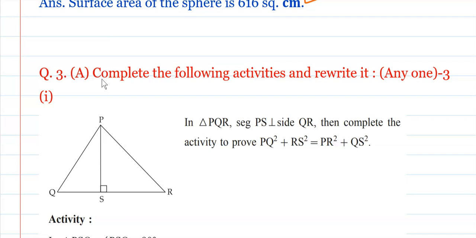Complete the following activities and rewrite it, for any one. 3 मार्क्सला असणार आहे. In triangle PQR, segment PS is perpendicular to QR. Then complete the activity to prove that PQ square plus RS square is equal to PR square plus QS square. Okay, ही activity आपल्याला prove करायची आहे.